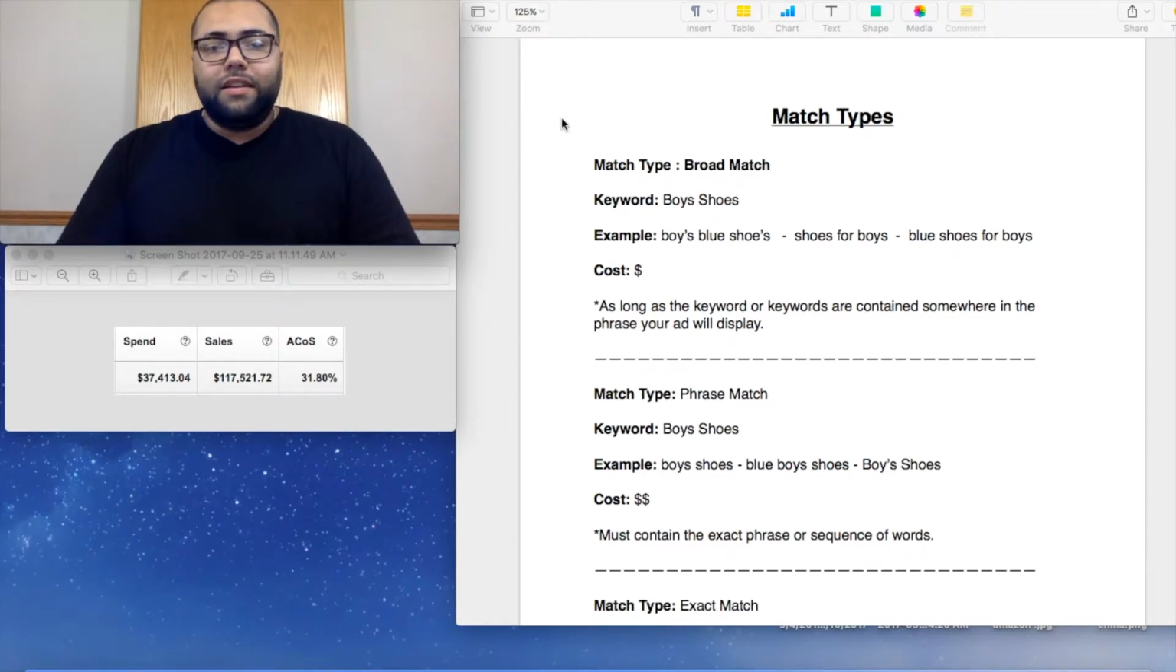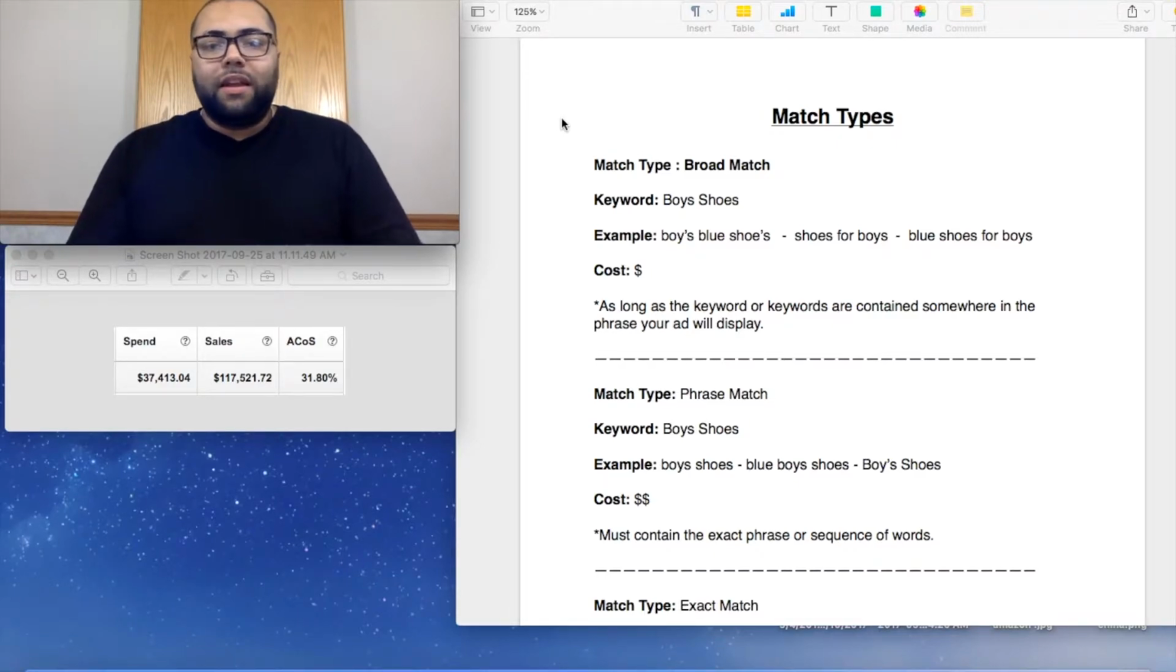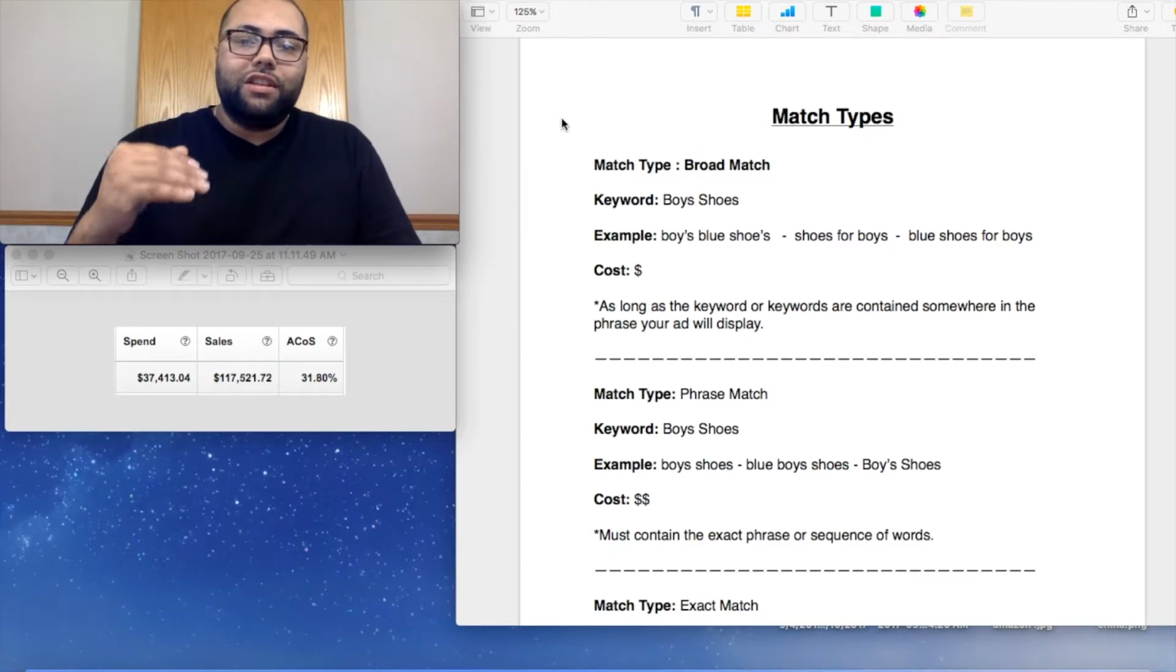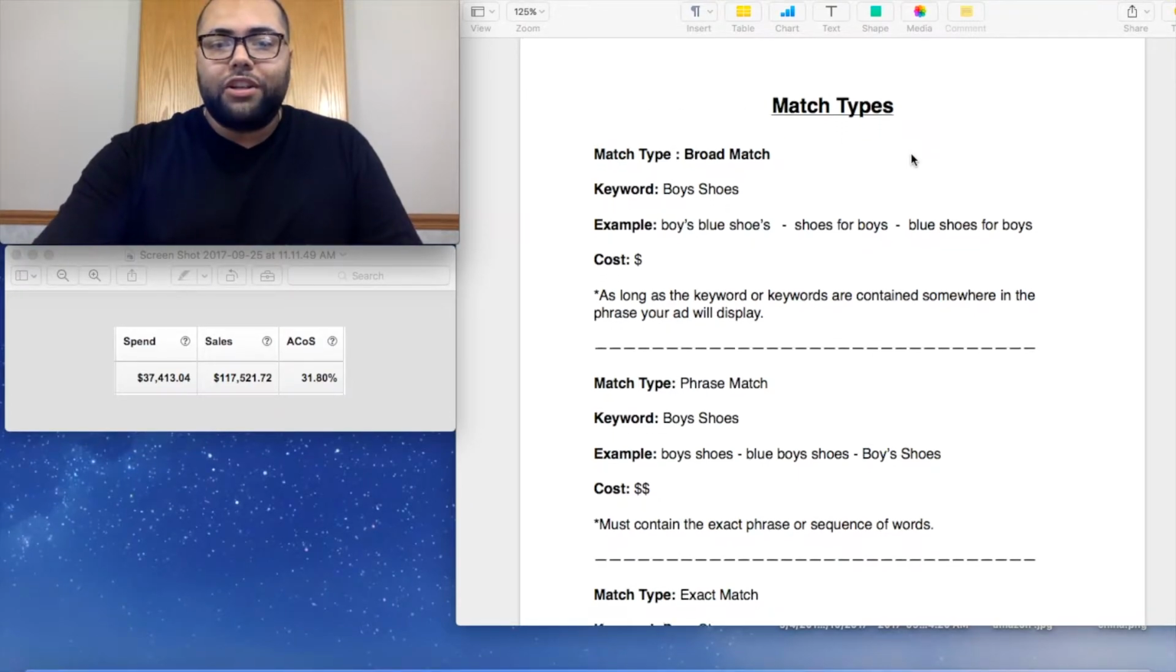Now, with PPC, pay per click, it's pretty simple. You pay per click, not per impression. An impression is when your ad is displayed. So when your ad is displayed in front of somebody who's searching for a product in your niche or category, you are not charged unless they actually physically click on your product and go to your product page. All right, now that that's out of the way, let's move forward with match types.